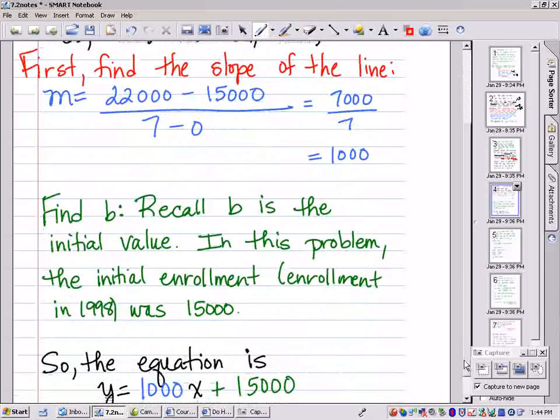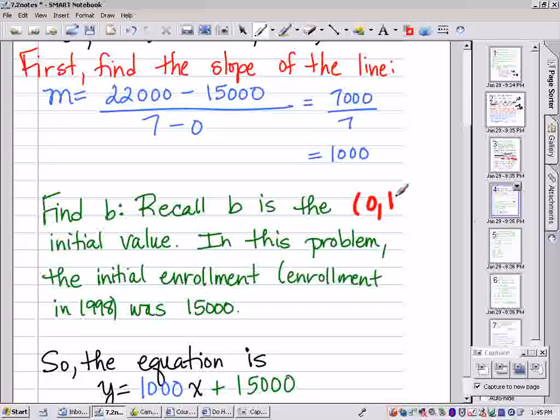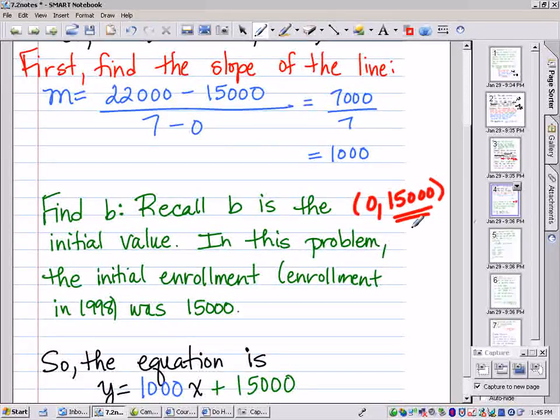Now, to find the value of b, remember, if one of your points involves an x value of 0, you actually know the value of b. And that was our case. We had a point given that was (0, 15,000). So that tells us this is the value of b. It was the initial enrollment.